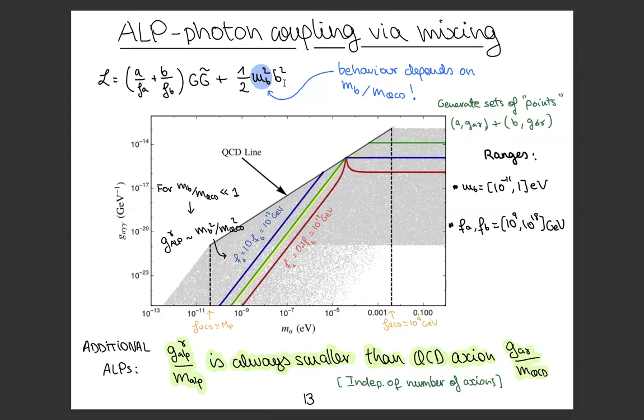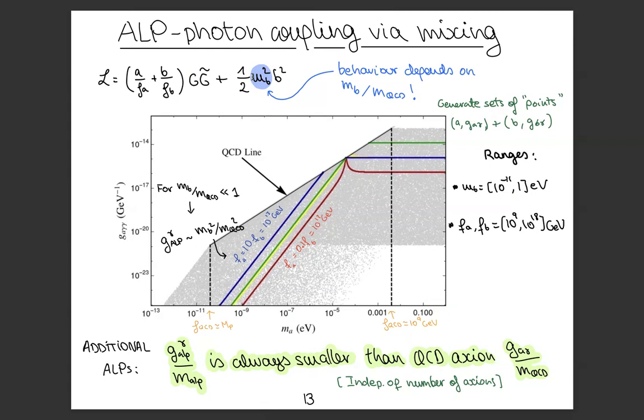So you need to rotate and go from one basis to another. And what this means is that one linear combination will be the QCD axion, the guy that solves the strong CP problem and couples to gluons, and the orthogonal linear combination is going to be what I call the ALP.